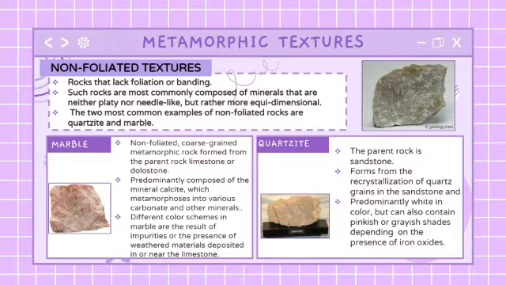Quartzite is a metamorphic rock formed under moderate to high-grade metamorphism that exhibits both foliated and non-foliated structure. The parent rock to quartzite is sandstone. Quartzite forms from the recrystallization of quartz grains in the sandstone, and often the resulting metamorphic rock will preserve vestiges of the original bedding patterns. Quartzite is predominantly white in color, but can also contain pinkish or grayish shades depending on the presence of iron oxides.